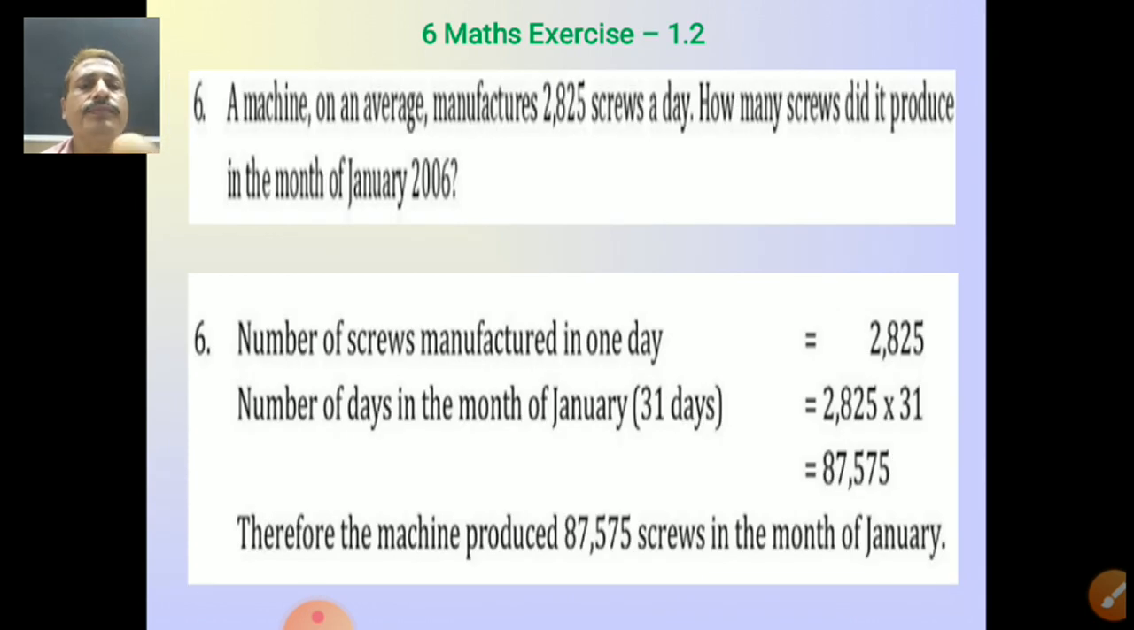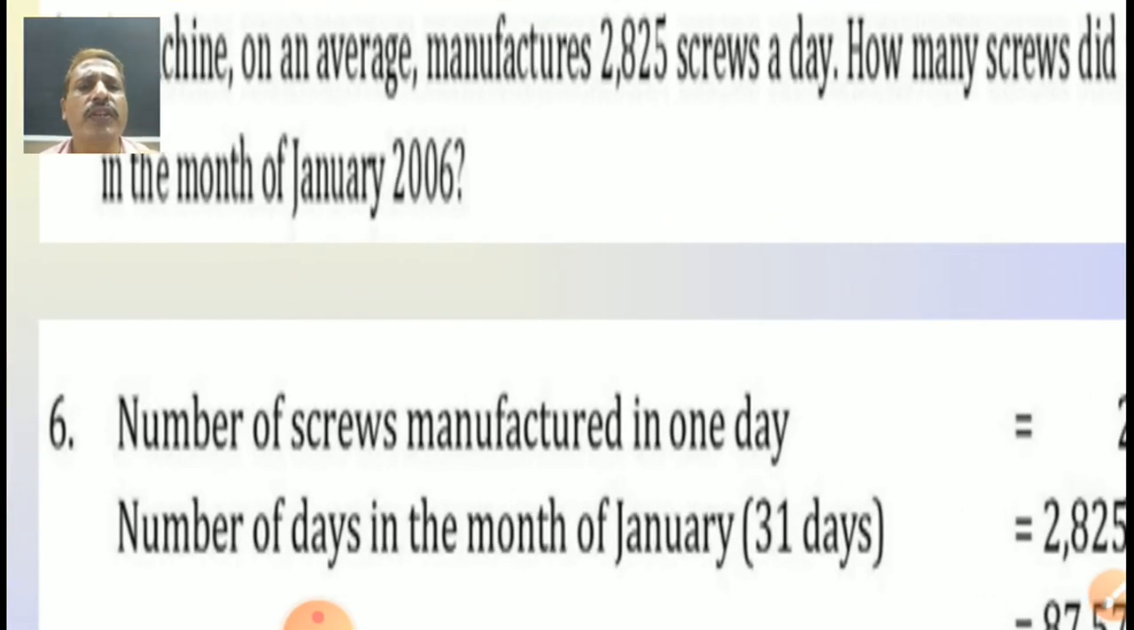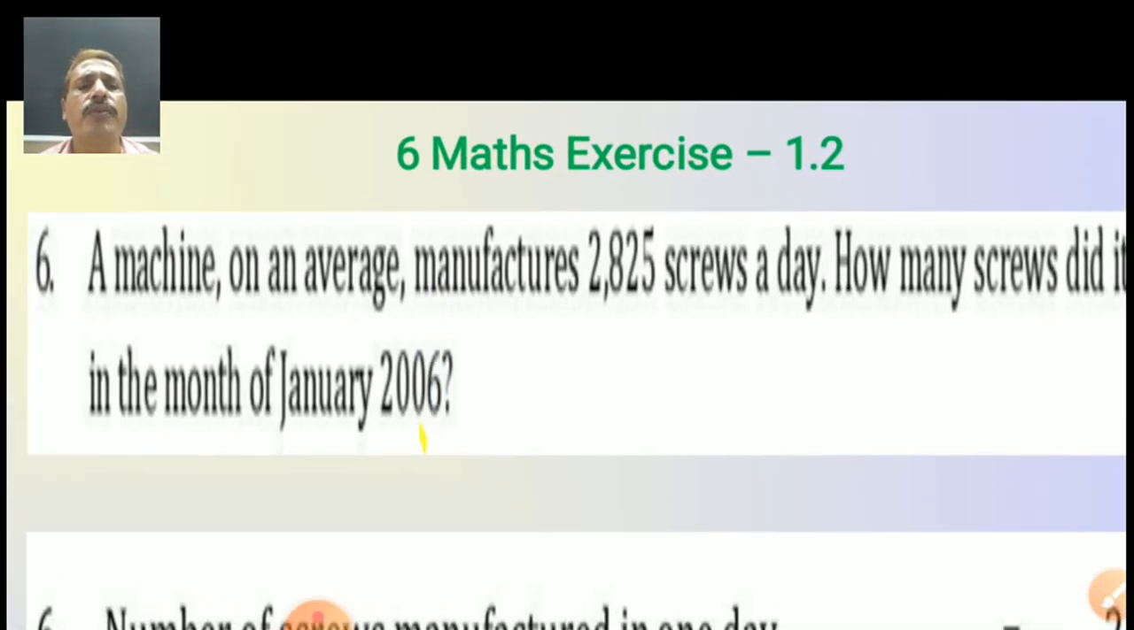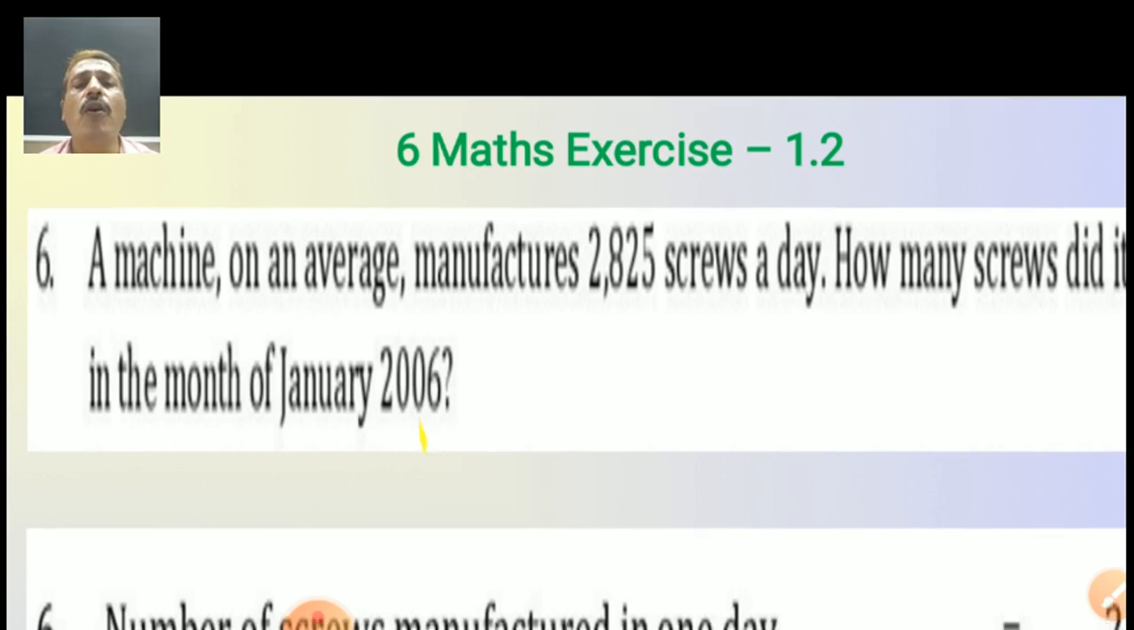Yes. Here is question number 6 of exercise 1.2. A machine on an average. On an average means, do you know, students? No? Suppose you are eating rotis. On Monday you are eating 3 roti. Tuesday you are not feeling well. You eat only 2 roti.